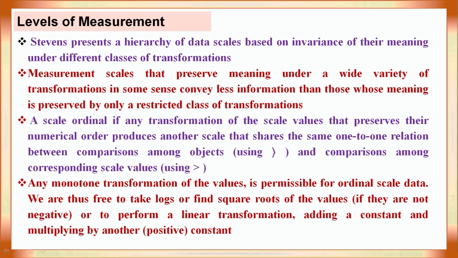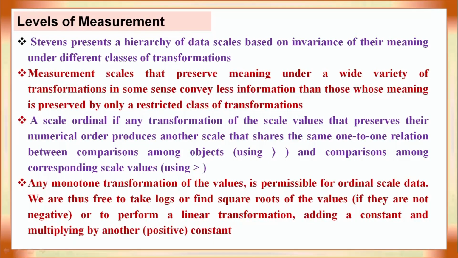I think all of you use the log and all these functions. These are different types of transformation of the data. In his theory, a measurement scale that preserves the meaning under a wide variety of transformations generally conveys less information. It means that if all the transformations can be carried out with a particular scale value, then it generally gives you limited information. If only restricted transformations can be carried out, it gives you wider information.